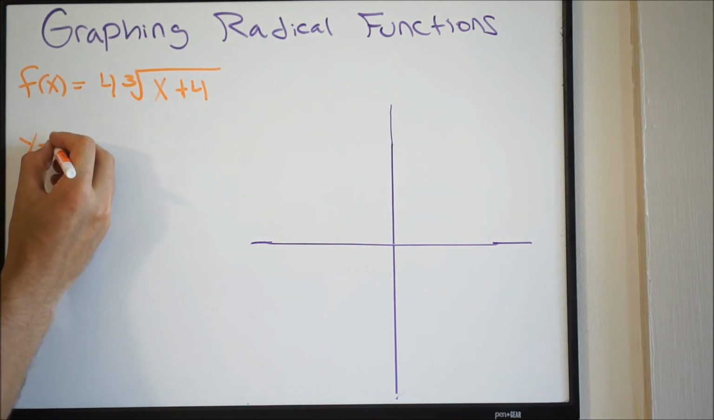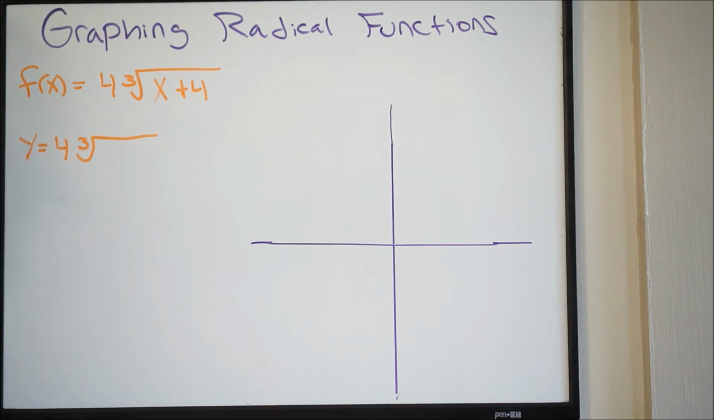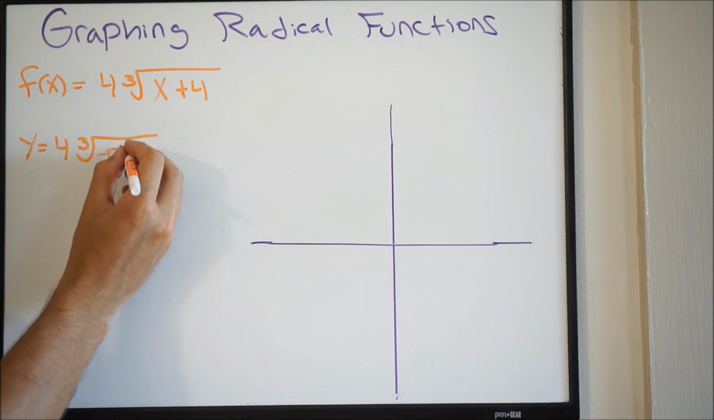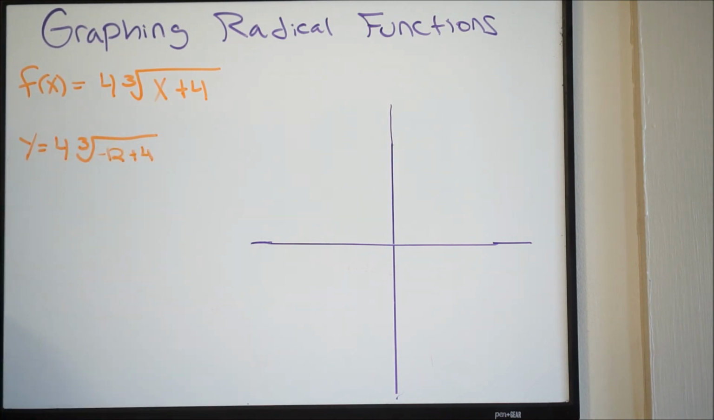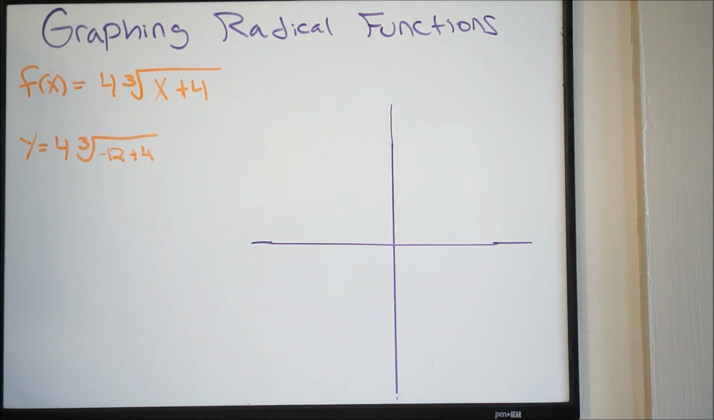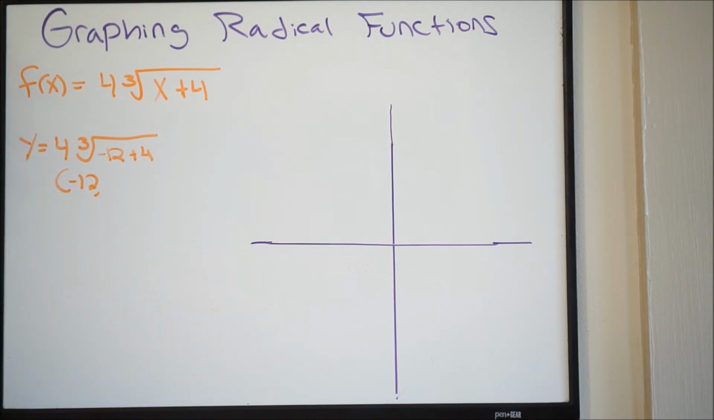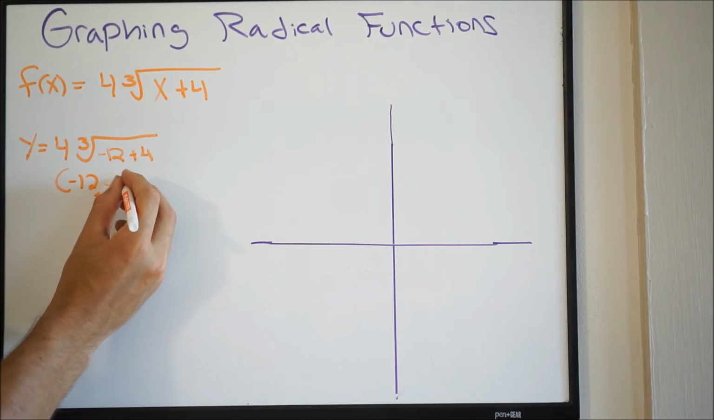So y equals 4 times the cube root of, and I said I'm going to plug in negative 12, so I plug in negative 12 plus 4. Well, what happens here? Negative 12 plus 4 is going to be negative 8, and the cube root of negative 8 is going to be negative 2. And then negative 2 times 4 is going to be negative 8. So what happened here? Well, I plugged in a negative 12 and I returned a negative 8.